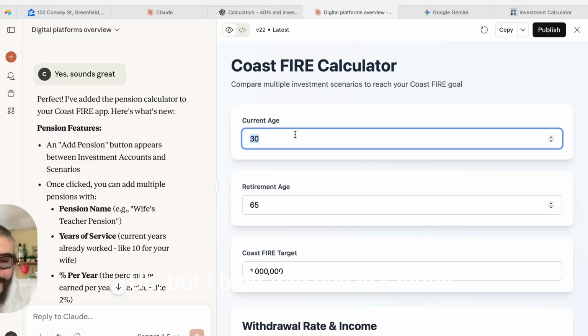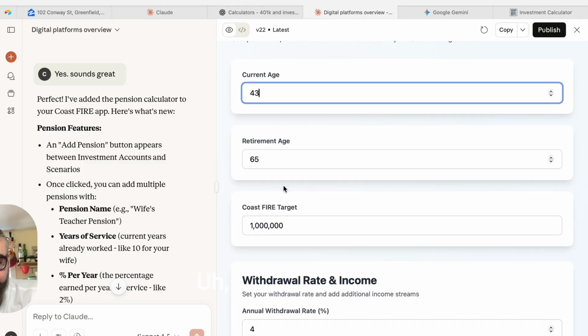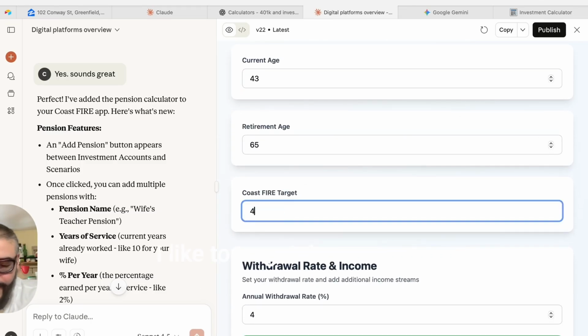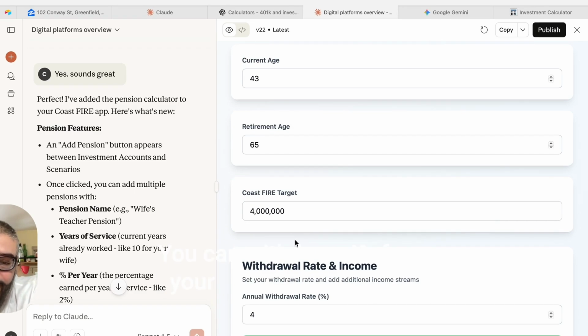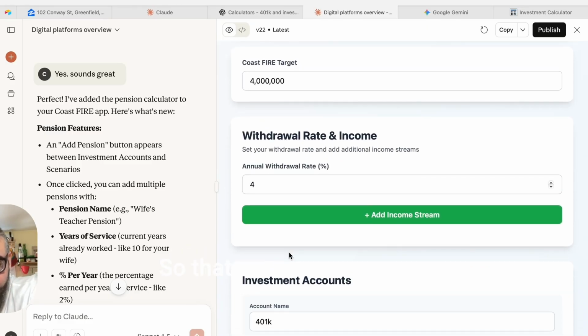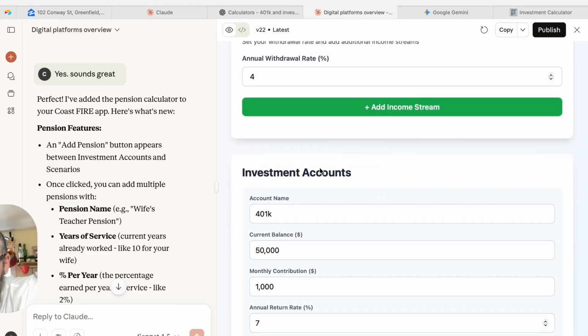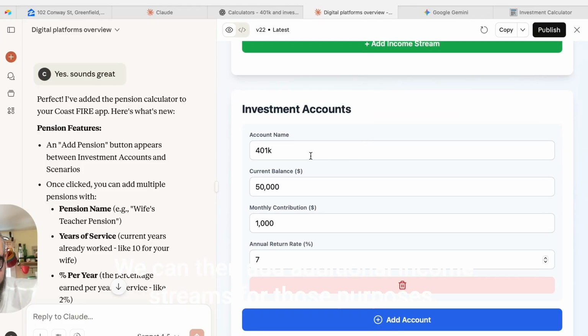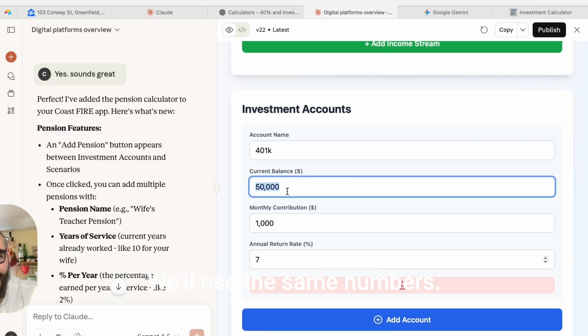But I built this one in Claude. So let's see what this one comes with. Current age 43, retirement age. I like to target 4 million because there's the 4% rule, which basically says that you can withdraw 4% from your retirement funds or your investment accounts, and that basically allows your principal to stay alive and keep up with inflation. So you can actually put that rate in here. So I'm going to put that 4% in. We can then add additional income streams for this purpose. I'm going to keep it real simple, we'll use the same numbers.